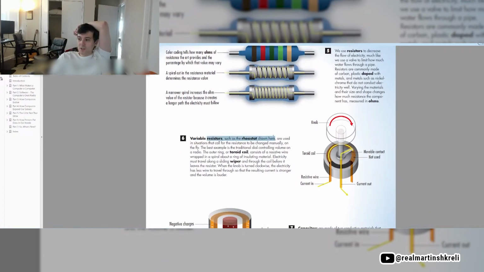Variable resistors, such as the rheostat shown here, it's a great term, are used in situations that call for the resistance to be changed manually on the fly. The best example is a traditional dial controlling volume on a radio.